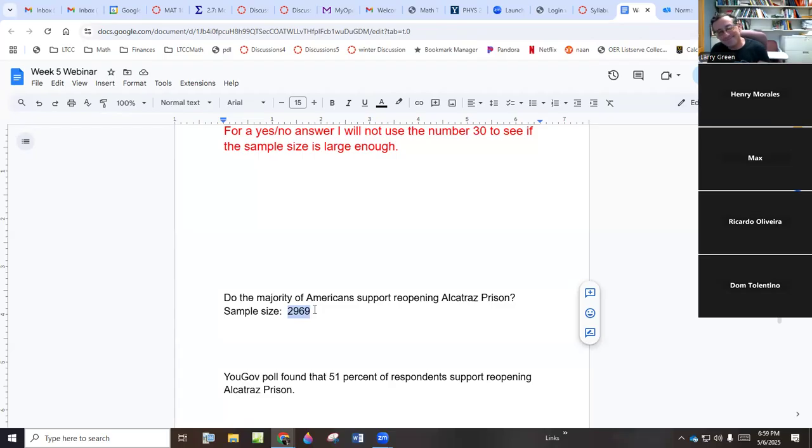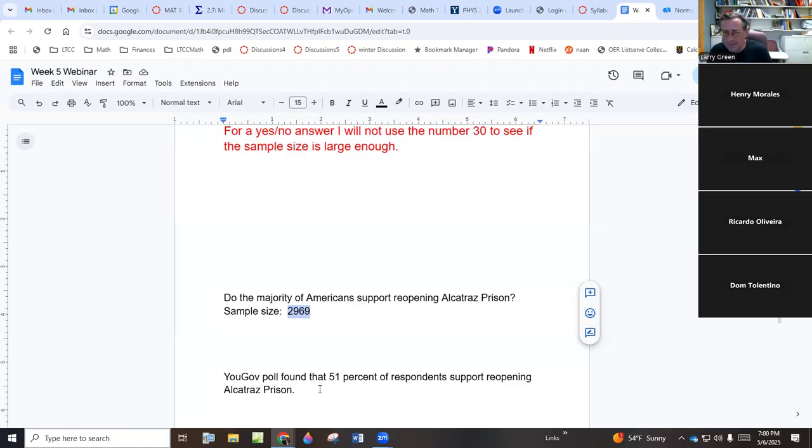So if it was 50%, what would be the probability of randomly selecting 2,969 Americans, having 51% of them support reopening Alcatraz prison? And the idea is if that is a very small probability, then we're going to say that, I'm not 100% certain, but I'm pretty sure that the majority support reopening Alcatraz prison. Does that make sense? On the other hand, if it's not that low a probability for 51%, given it was exactly 50%, then you would say, well, maybe the majority don't, because this is just a sample and the sample size is too small. Maybe they don't, maybe they do. We don't know.